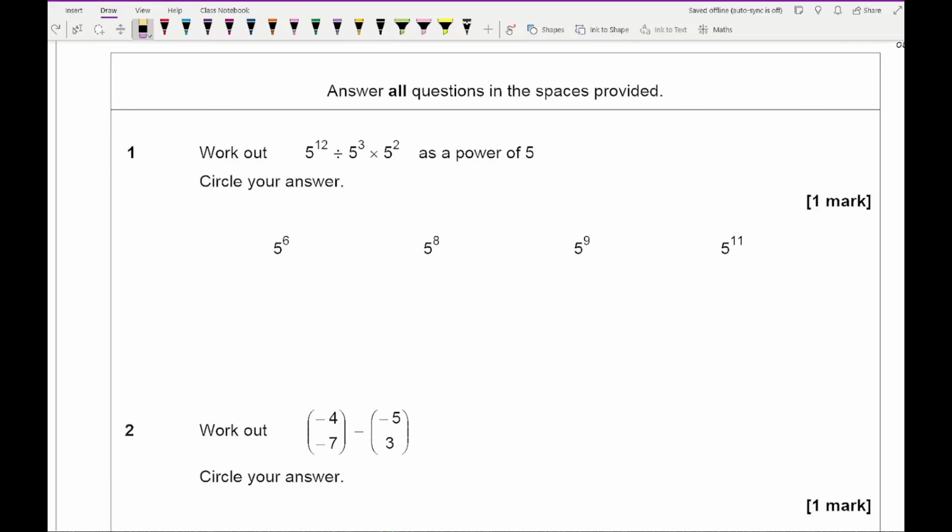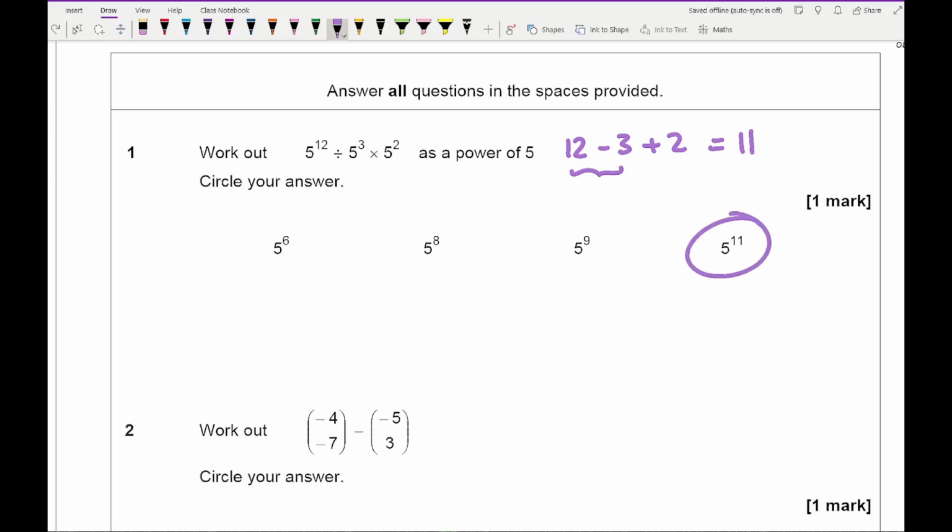So moving straight on to question 1, it says work out 5 to the power of 12 divided by 5 cubed multiplied by 5 squared as a power of 5. So for this, what we need to do is remember the laws of indices: where we're dividing, we subtract the powers, and when we're multiplying, we add the powers. So this is going to be 12 minus 3 plus 2. 12 minus 3 is 9, and 9 plus 2 is 11. So then we need to circle 5 to the power of 11.